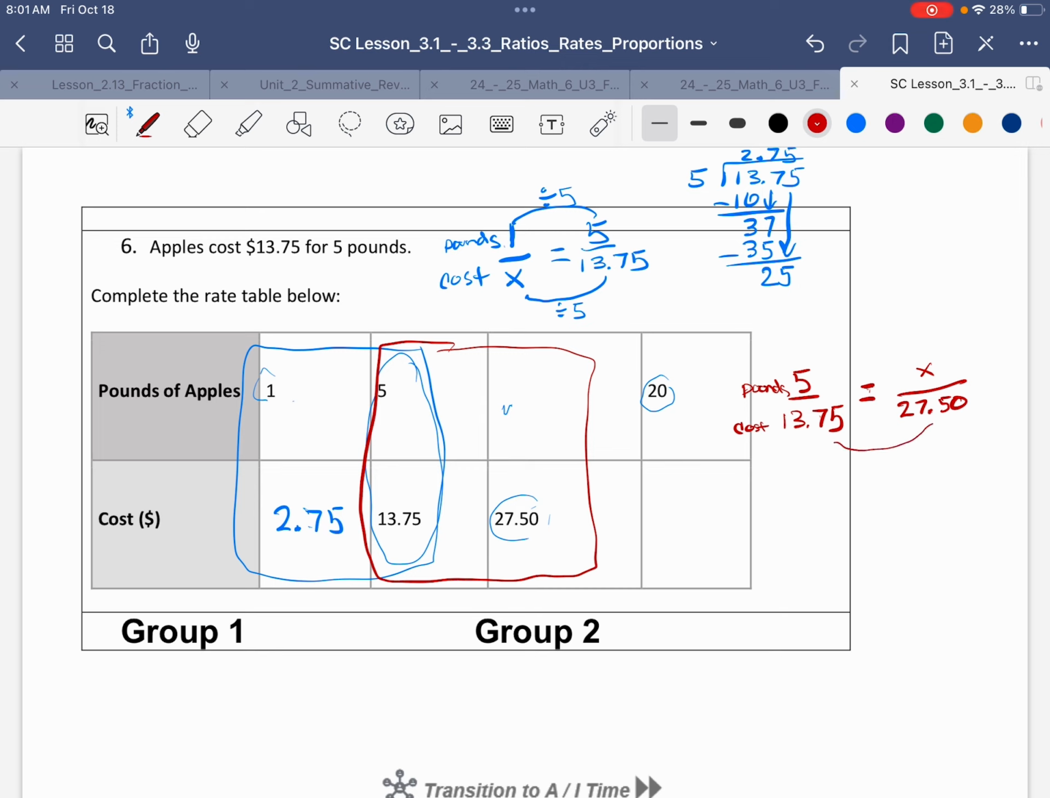If you look at this, how do we get from here to here? If you do 13.75, you can also look at this and it almost looks like it's double, right? So let's try it, times 2.